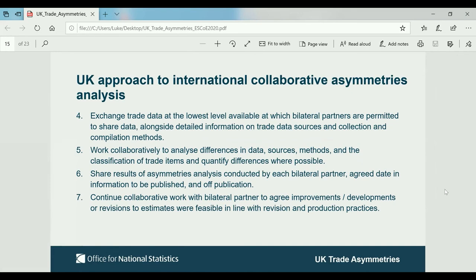We share the results of the analysis and agree what can and can't be published. And then over the longer term, we seek to continue to work with colleagues there to put revisions, where that's appropriate, into our national accounts.